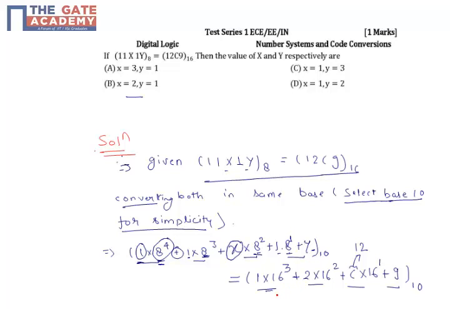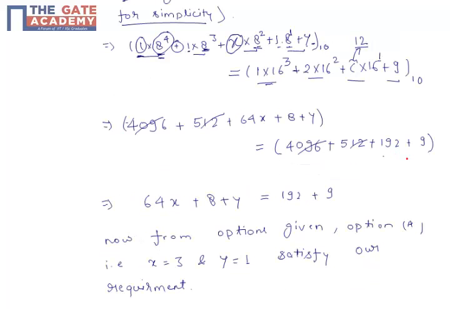Similarly, the base 16 number is converted into base 10 as follows. 1 into 16 raised to power 3 plus 2 into 16 square plus C into 16 raised to power 1. C in its decimal form is equal to 12. Plus 9. After finding out the multiplication, the values are 4096 plus 512 plus 64 into x plus 8 plus y, and 4096 plus 512 plus 192 plus 9.